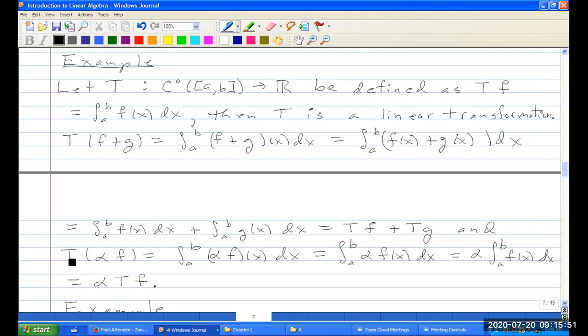And now let's check the second property holds, that T of alpha f is alpha Tf. Well, let's see. T of alpha f is just the integral from a to b of alpha f. So this is the same as the integral from a to b of alpha f of x dx. I can bring constants outside of my integral. So this is alpha times the integral from a to b of f of x dx. But this integral from a to b of f of x dx is just Tf. And so yes, indeed, this is alpha Tf.